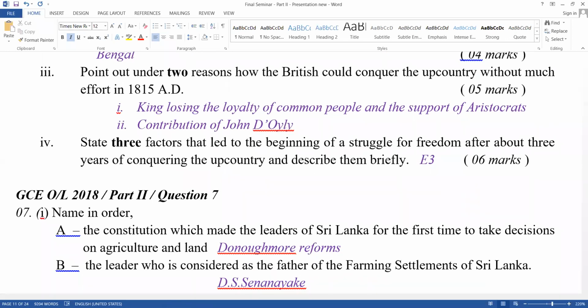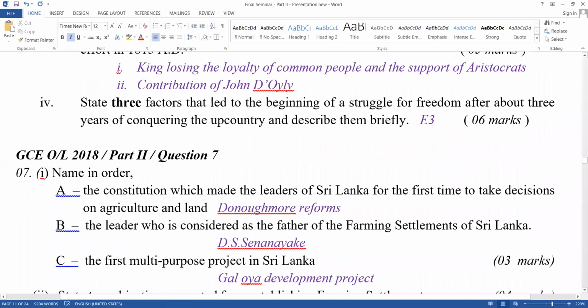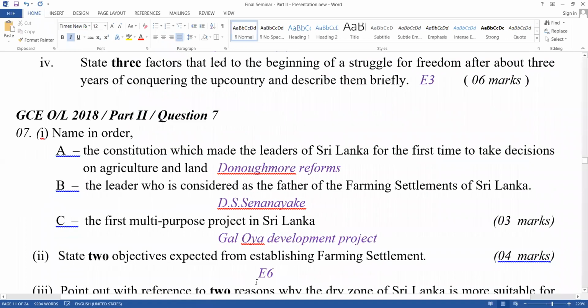Father of farming settlements. The first multi-purpose project in Sri Lanka, Gal Oya Development Project. Mahaweli. State two objectives expected from establishing farming settlements that we have discussed. Using the land of the dry zone for economic development. And reducing the land problem and the unemployment problem in the wet zone.